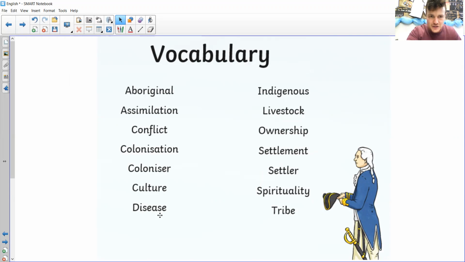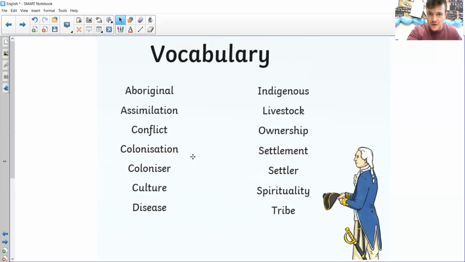These sorts of words are the things that you might be reading about today. Aboriginal is the type of people that are native to Australia, who were there before we got there. And the same goes for Indigenous. We call them Indigenous people as well. They're the people who were there at the start. So they're the two main words that we'll be looking at.